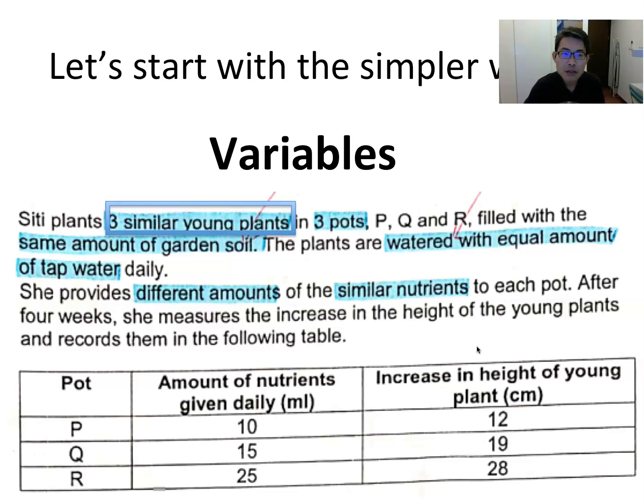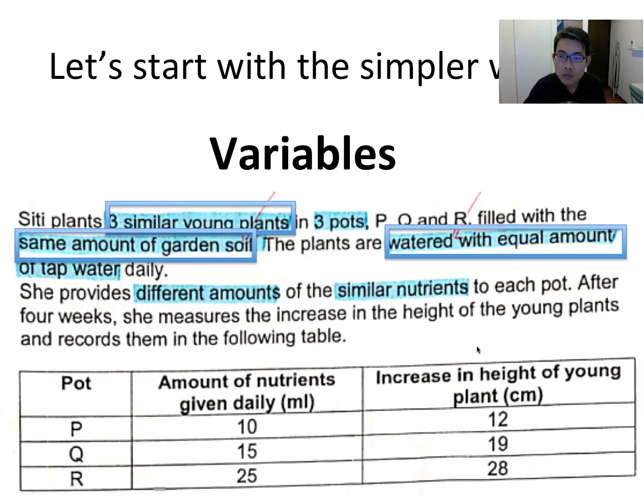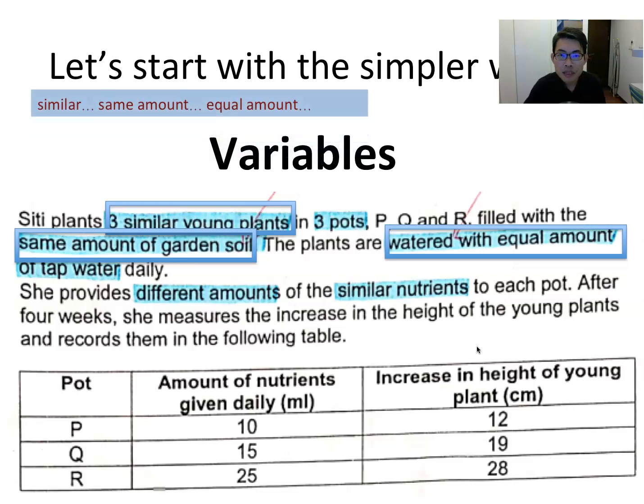So we see things like 3 similar young plants. Same amount of garden soil. Watered with equal amount of water. Alright? And all these words like similar, same amount, equal amount, very straightforward. They tell you these variables are the ones to be kept constant.